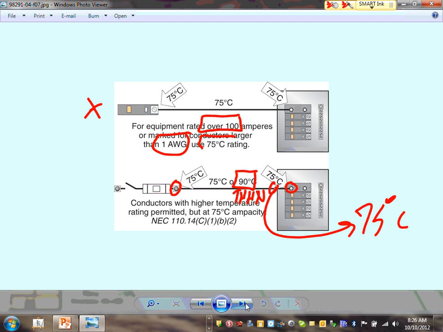Now I'm going to change this one for you. If that one was 60, now the conductor has to be sized for what? The weakest link. What's the weakest link? 60. So this is going to be sized for what? 60 degree column. Any comments, any questions about that?